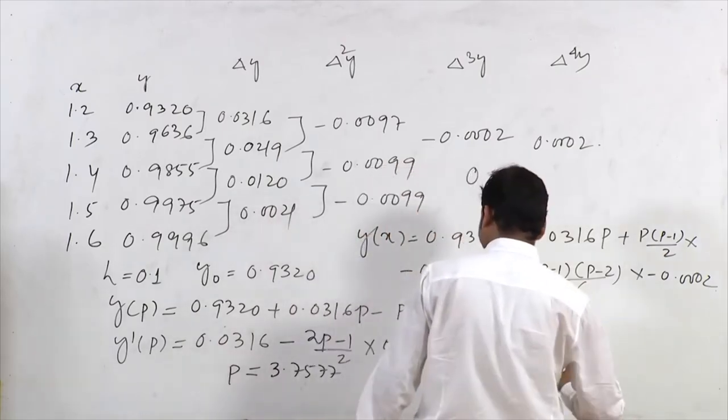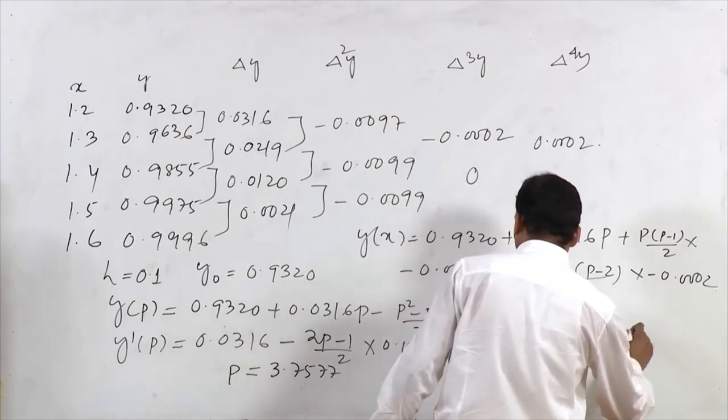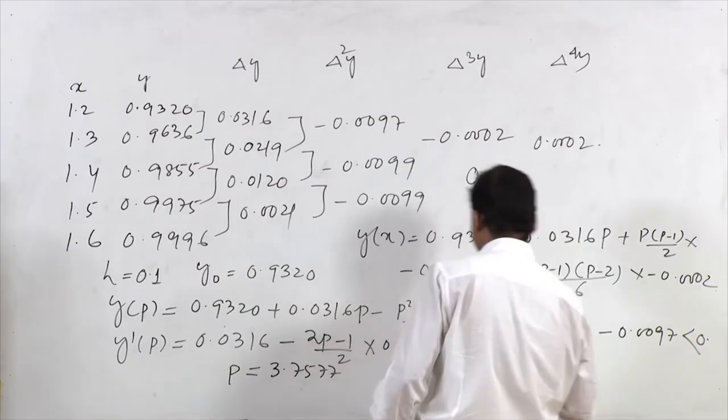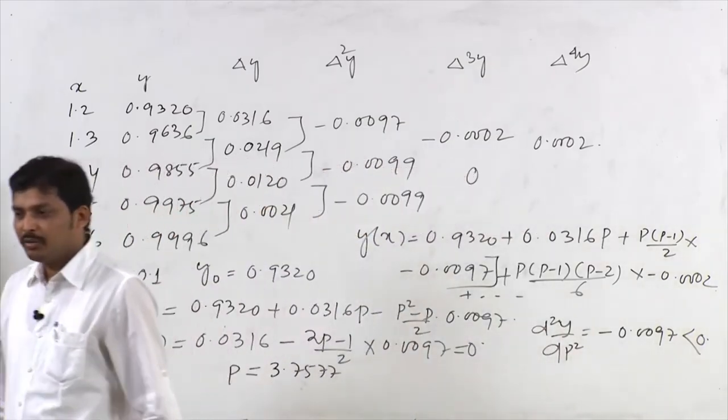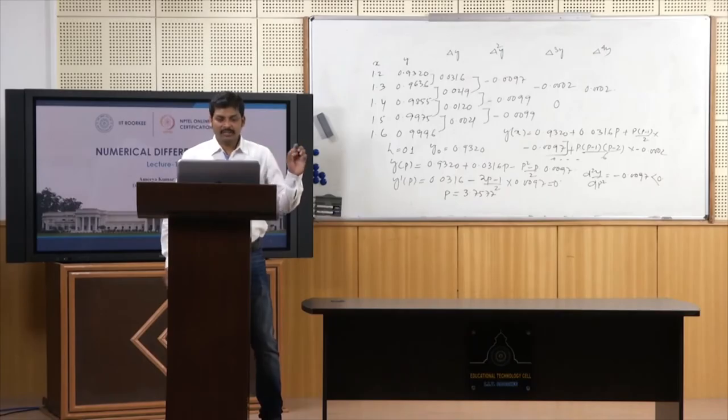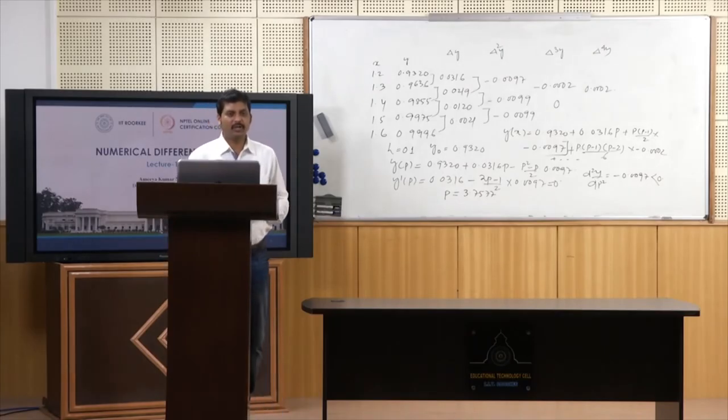minus 0.0097 here. This is less than 0 already. So, that is why we can say that this second order derivative is negative, which means we will have a maximum value at point p equals 3.7577 here.